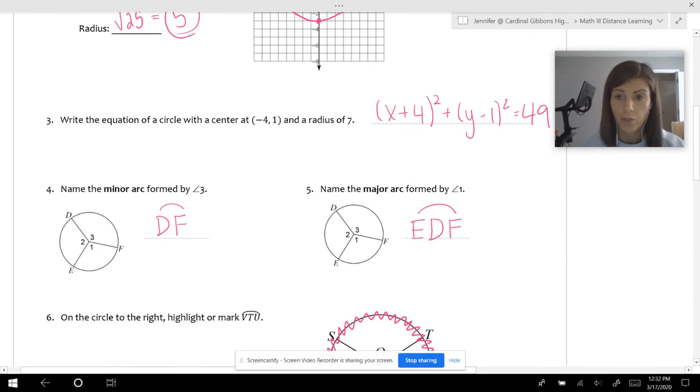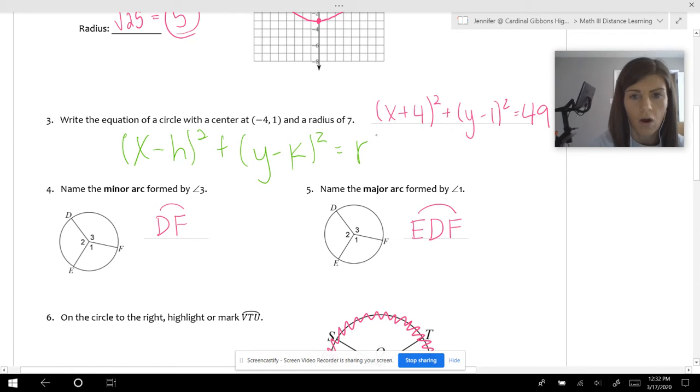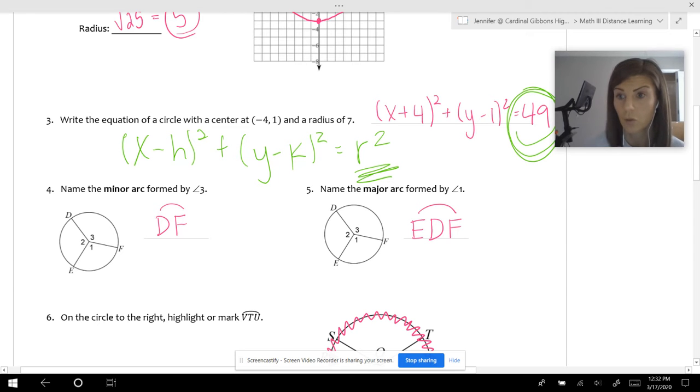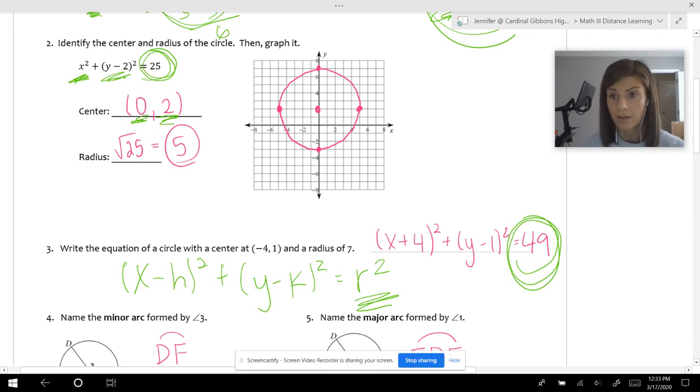Looking at number 3 now. With this one, remember that our general formula for a circle is x minus h squared plus y minus k squared equals r squared. So if the radius is 7, then the number over here by itself is going to be 49, 7 squared. So don't forget, when you're finding the radius, you take the square root, but when you're writing the equation, you're going to square the radius to put it in your equation.